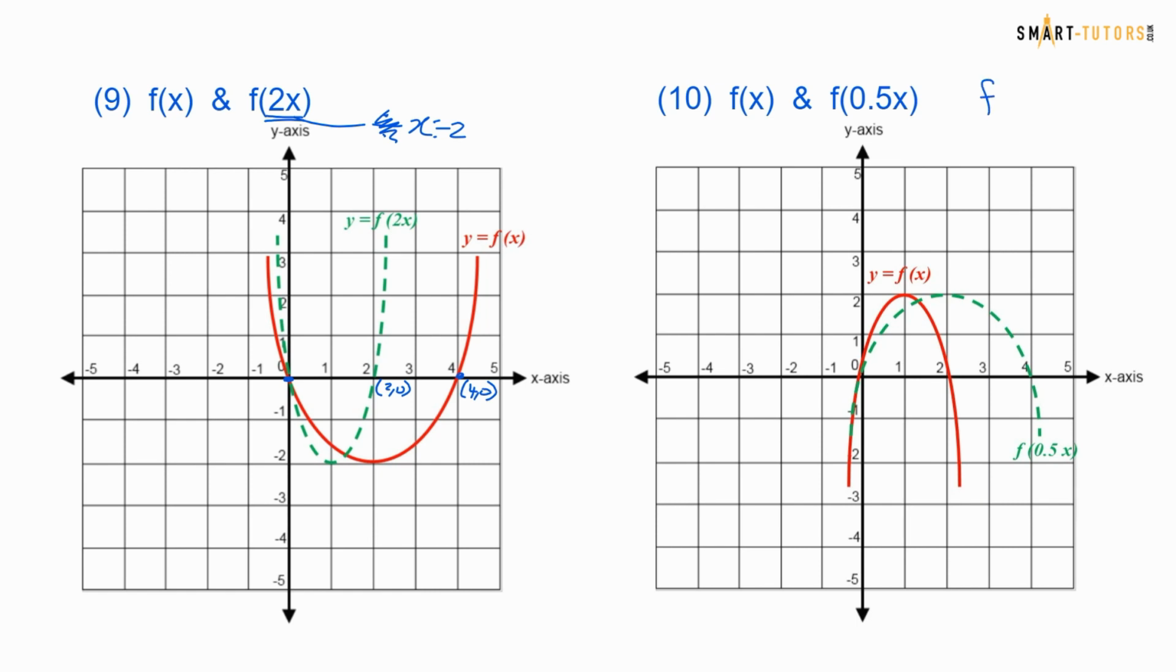Finally, f of half x means here divide by 2, then x is going to be times by 2. So basically the red color graph has a coordinate (2, 0).